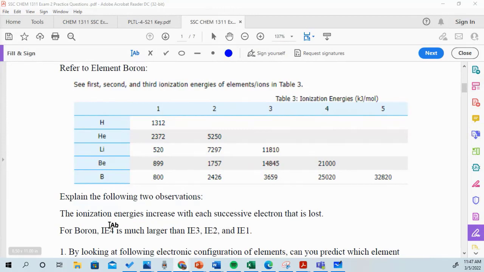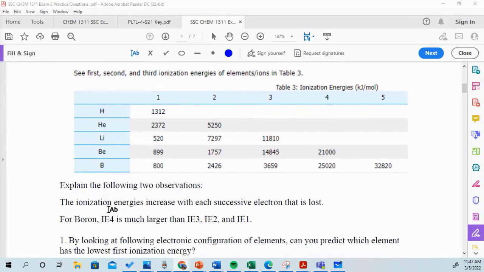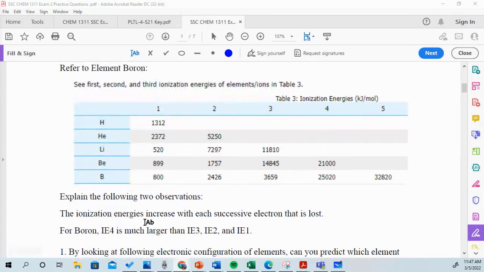So boron. We want to explain these two observations. The ionization energies increase with each successive electron that is lost. So why is that? Why does the ionization energy increase with each successive electron that is lost? So for B, first ionization energy is 800, but second ionization energy is 2426. So why is it increasing?